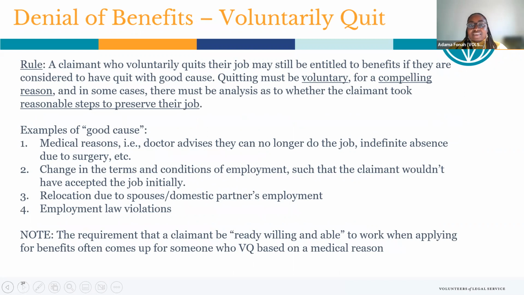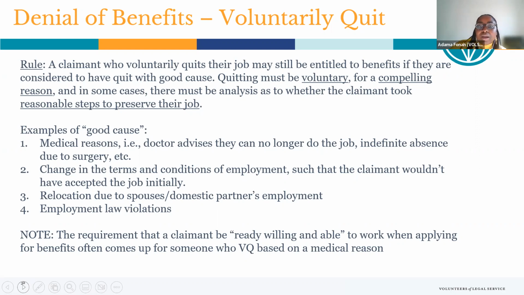Next slide. Thank you. So voluntary quit. A claimant who voluntarily quits their job may still be entitled to benefits if they're considered to be with good cause, right? So quitting must be voluntary for a compelling reason, and in some cases, there must be analysis as to whether the claimant took reasonable steps to preserve their job.